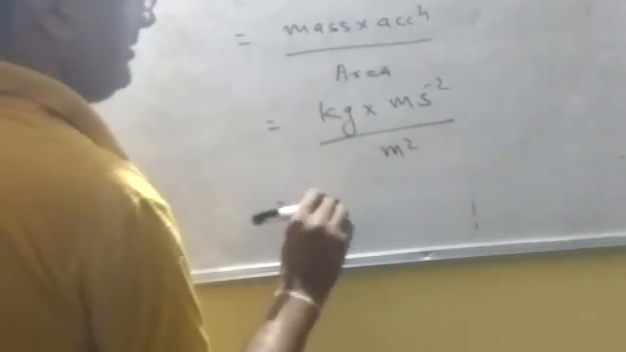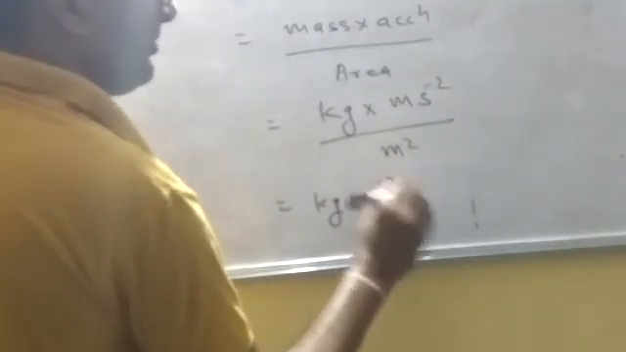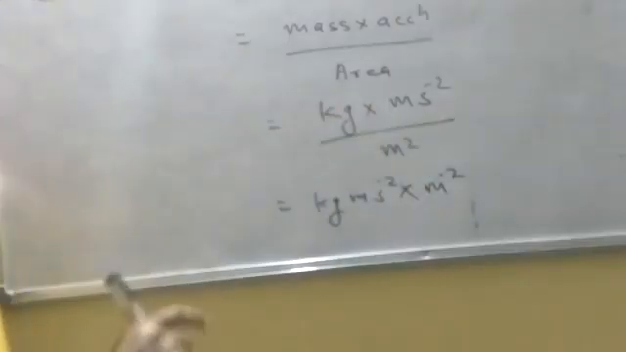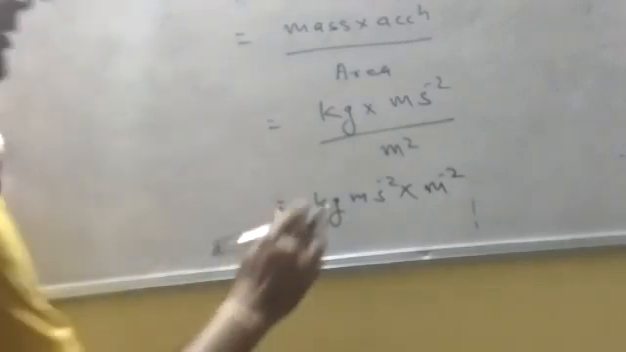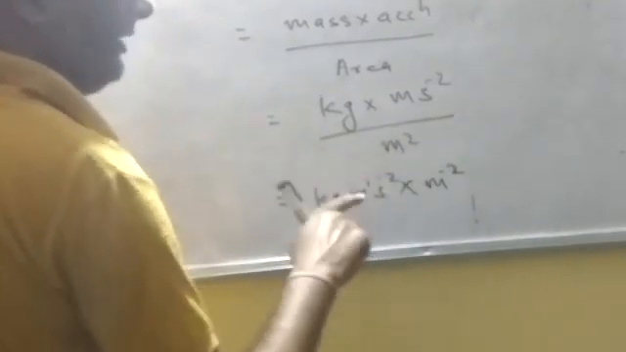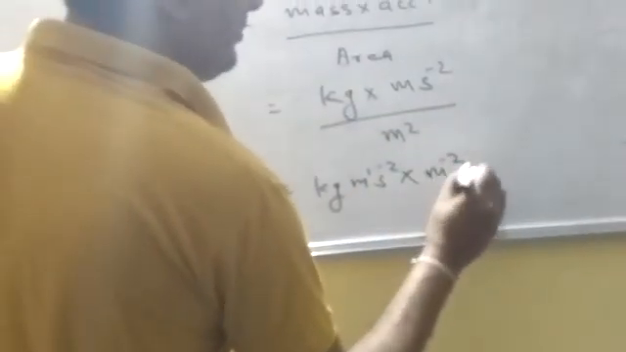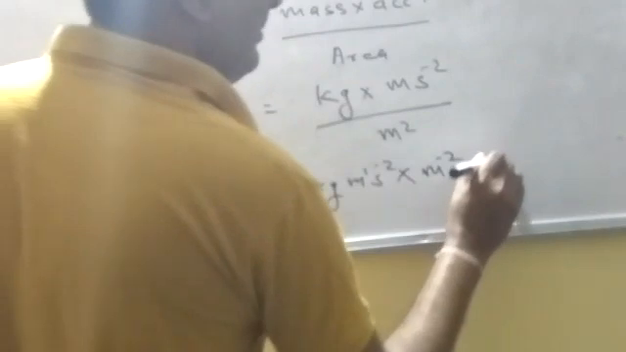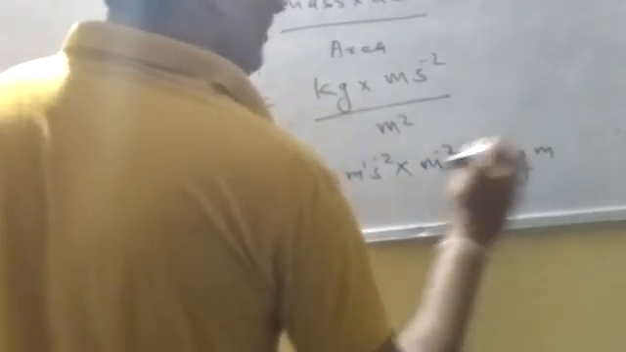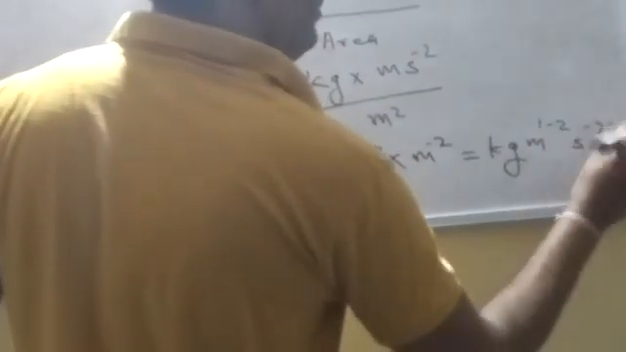We write it like this: kg meter per second squared on top, and when the area comes up, it is multiplied by meter^-2, that is per meter squared. Now here you see, for meter the power is 1, and here it is -2. We know that when the base is the same, the powers are added. So the formula becomes kg, the meter base is the same, and the power becomes 1 - 2, and second is s^-2.